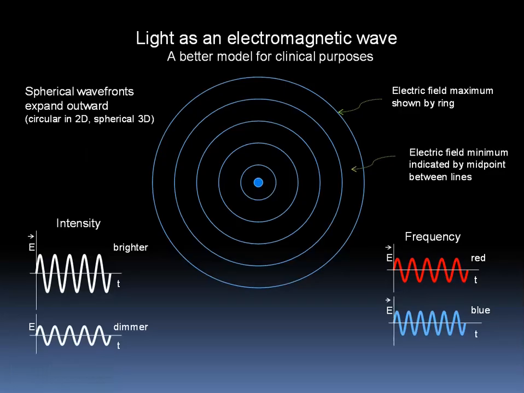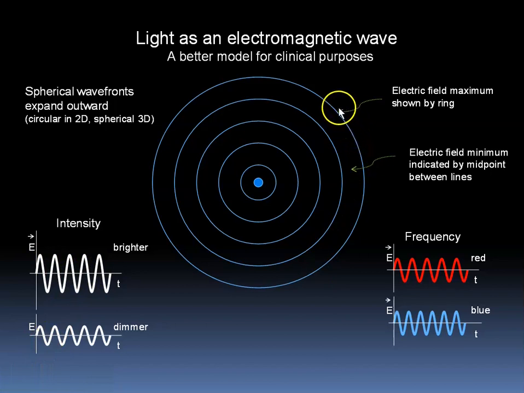For our clinical purposes, a better model is light as an electromagnetic wave. In this model, we have light spreading out from the point of origin in spherical wavefronts in 3D, shown as circular in 2D. The intensity would be proportional to the amplitude of the waves.